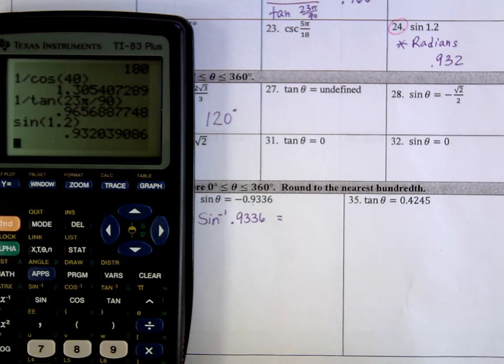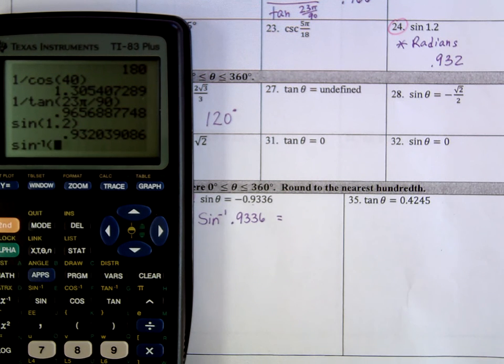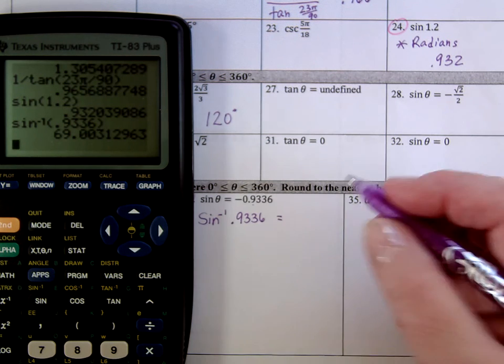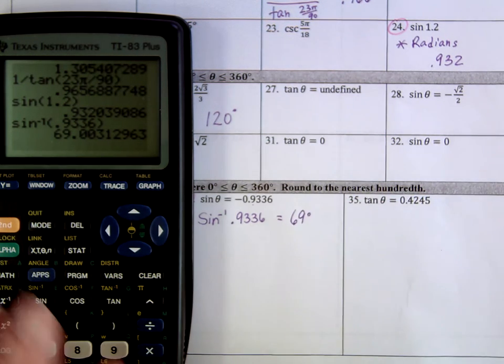So sine, I want second sine of 0.9336, and it gives me 69.003. That's enough for me to round and just call that a 69-degree angle.